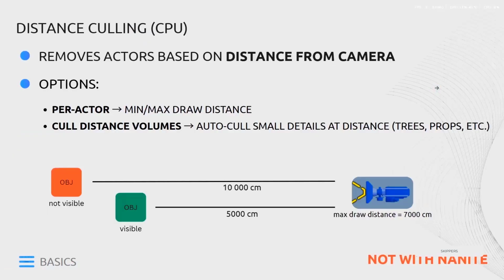We'll start with distance culling. It works fully on the CPU. Remove anything farther than a set distance. You can do this per actor, each object separately, or by using a cull volume that affects many models together. This setting is important for performance, but it can cause pop-in, or let's say objects suddenly appear when you get closer. For example, if max distance is 7,000 centimeters, then objects at 5,000 centimeters will be visible, but objects beyond 7,000 centimeters will never appear. Of course, as I mentioned, it's not working with Nanite.